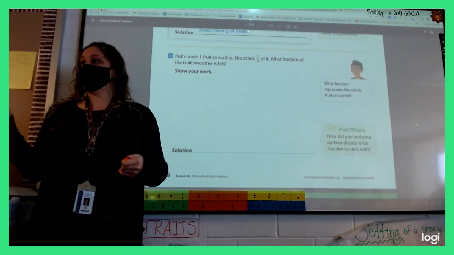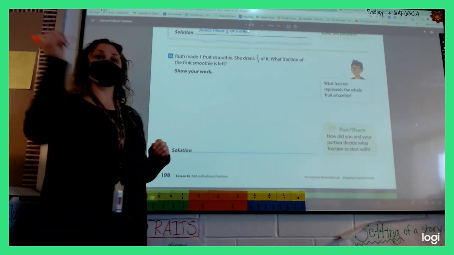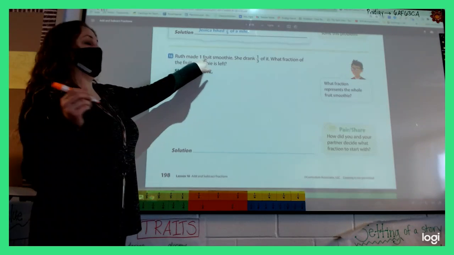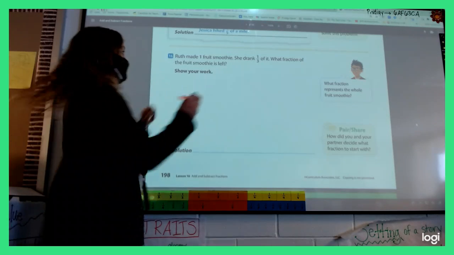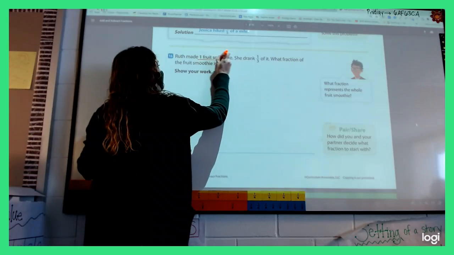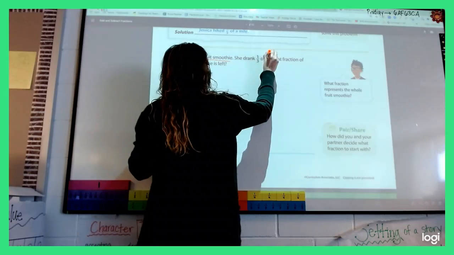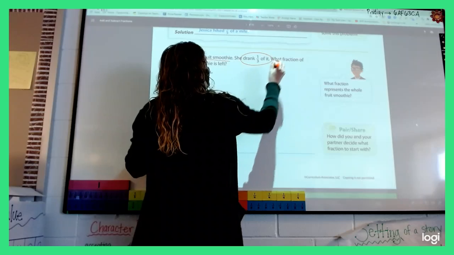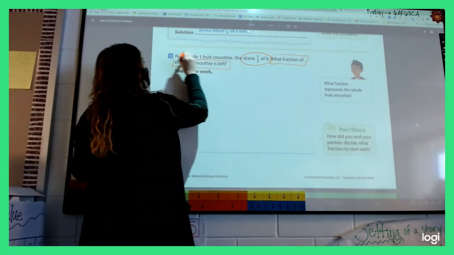Okay, on these word problems, mark them up the way we've practiced before. So, everyone in your book, get ready to mark with me. Ruth made 1 fruit smoothie. That might not seem important. It's very important. Oh, wait, I need fruits. All right, she made 1 fruit smoothie. Delicious. She drank 1/3 of it. What fraction of the smoothie is left?